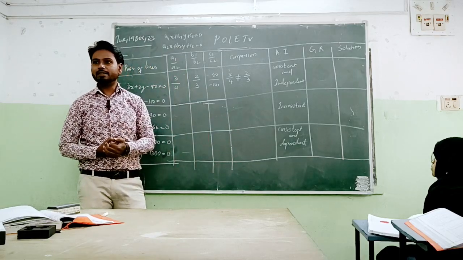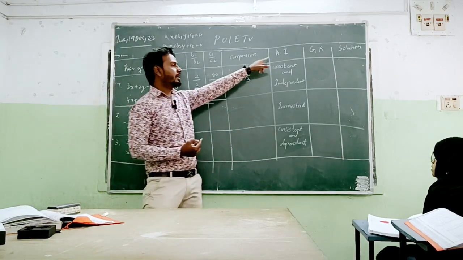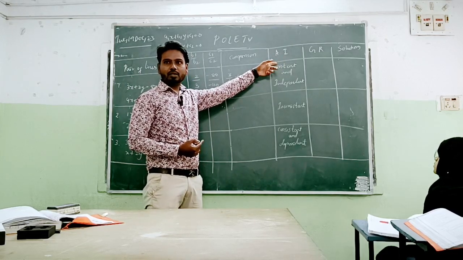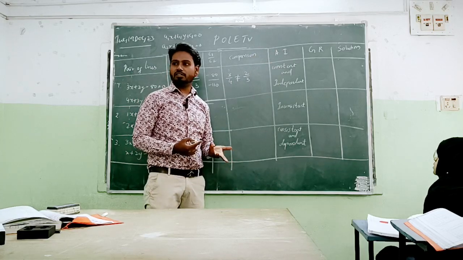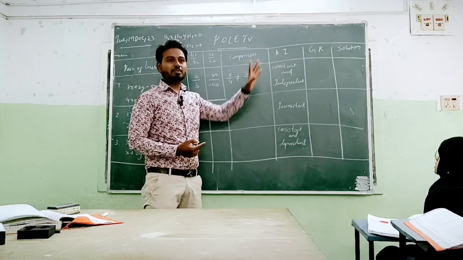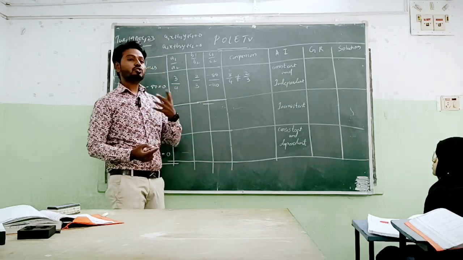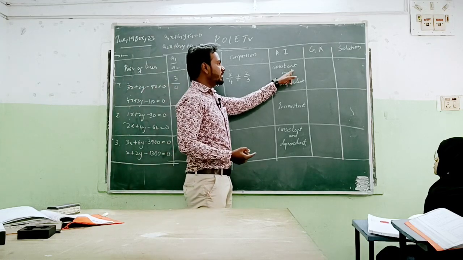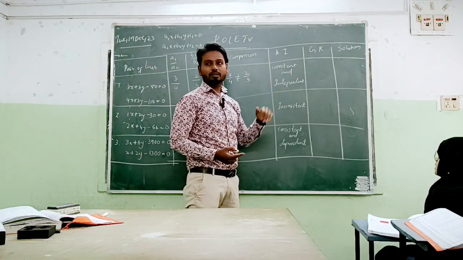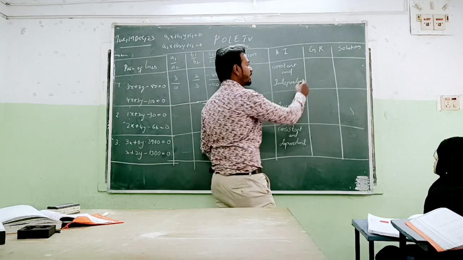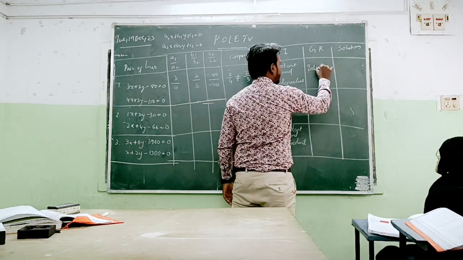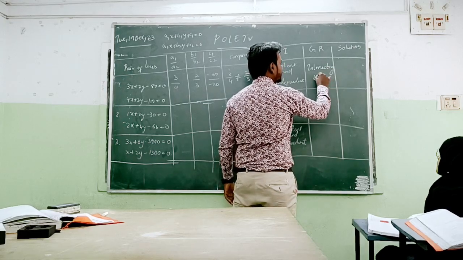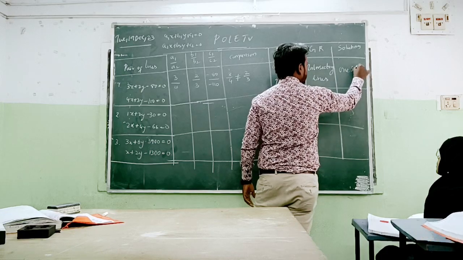So what does it indicate? AI means, nowadays, artificial intelligence. But here AI means algebraic interpretation. So what is that algebraic interpretation? We have to see it is consistent and independent. You will get the graph as intersecting lines and the solution is one solution.